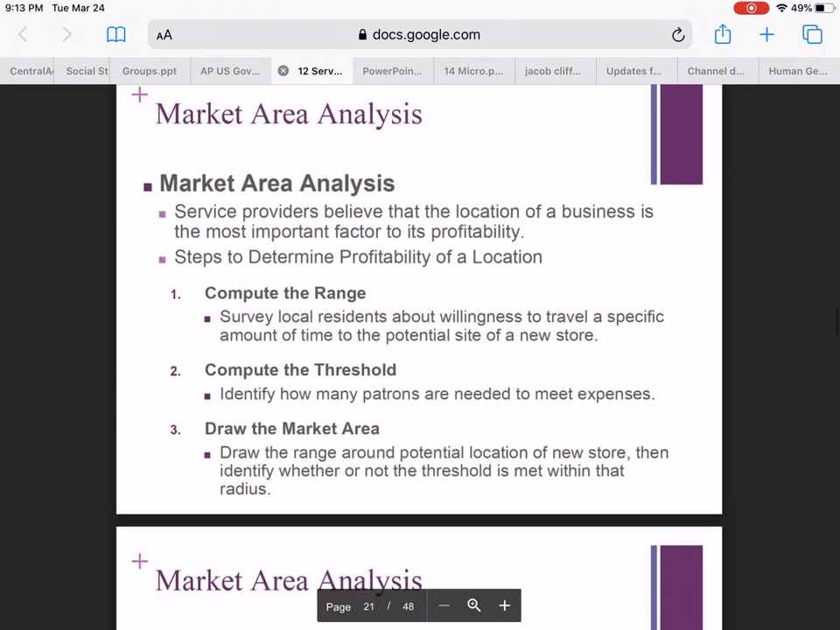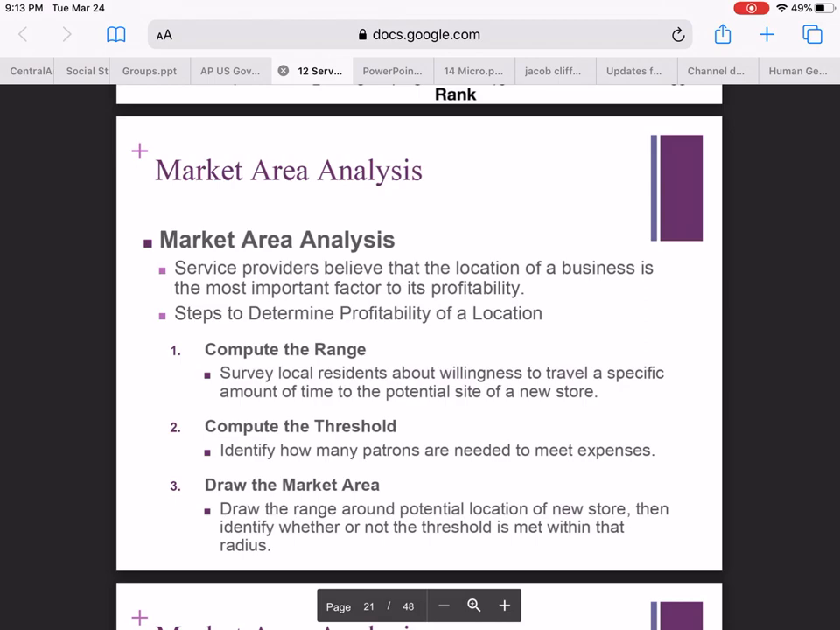Now, the last thing I want to talk about today is the idea of market area analysis and how businesses tend to figure out where they want to locate. So let's say I want to open a business. So let's say I decide I'm going to open a coffee shop. Now, the first thing I'm going to do is calculate these pieces of information.